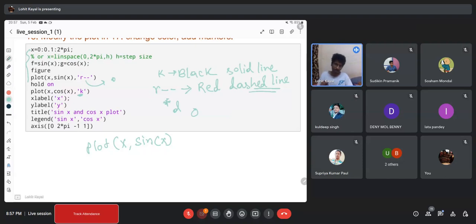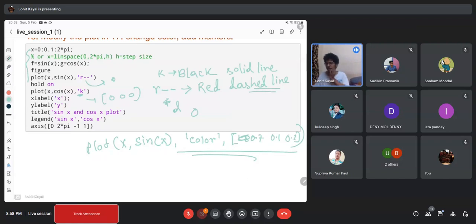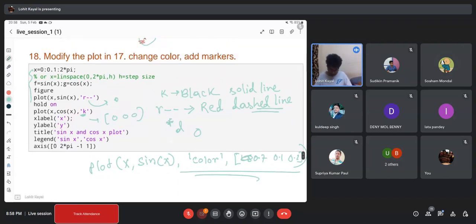If you search in Google, you will find it. For K, it is most probably 0 0 0. Most probably, I'm not sure. So in that case, mention color and then provide the values. The values will be below 1, so 0.7, 0.1, 0.2, something like that. This is most probably the syntax, just check it. But you can always use RGB values. MATLAB can work with that.